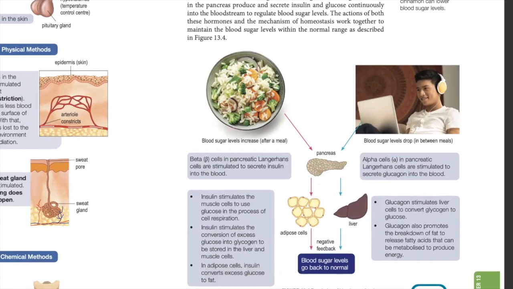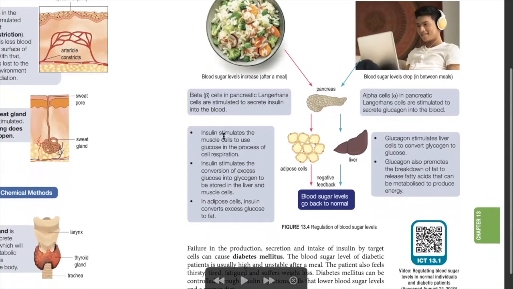So what happened? When after the meal, your blood glucose rises above normal, this is not normal. What will happen is that the beta cell in the pancreas is stimulated to secrete insulin into the blood. Insulin is a hormone produced by the pancreas, specifically by the beta cell in the pancreas. So what will happen is that the insulin will stimulate the muscle cell to produce glucose.